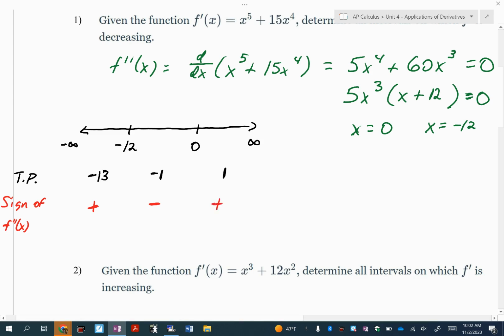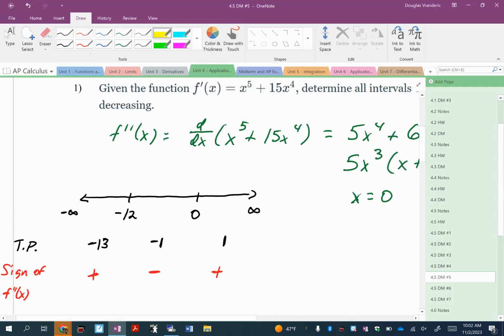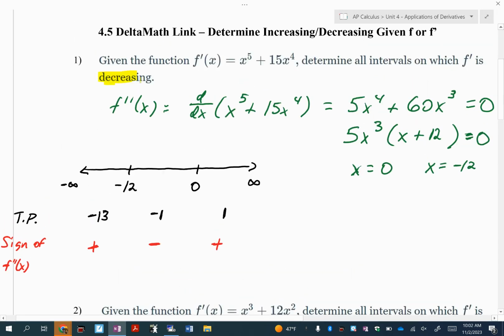Okay, now the question is asking where is our derivative decreasing? If we're looking at where the derivative is decreasing, I'm looking at where the second derivative is negative. So where is my second derivative negative? Just kind of work your way up. Very good. That's exactly right, Jimena. Negative 12 to 0 is the answer. That's it.